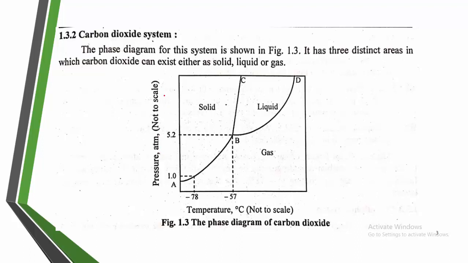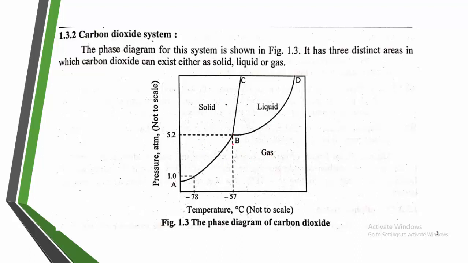As with the water system, this is also the same thing: the carbon dioxide system is a one component system, in which carbon dioxide exists in the solid phase, in the liquid phase, and in the gaseous phase. Means carbon dioxide exists in three different phases, solid, liquid and gaseous, where all three are in equilibrium at an intercept.